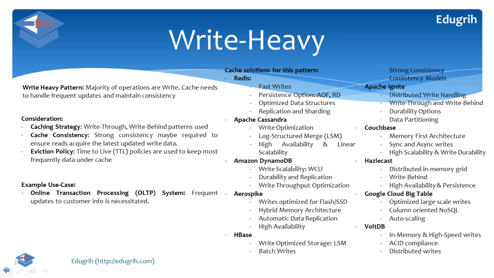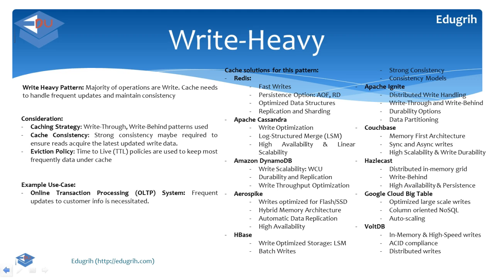Write heavy pattern. Majority of operations are write, and cache needs to handle frequent updates and maintain consistency. Considerations from caching strategy perspective: write through, write behind patterns used. Write through and write behind ensure that cache is up to date and it's always the first place which is getting updated. And then the data store is either asynchronously getting updated or synchronously getting updated.